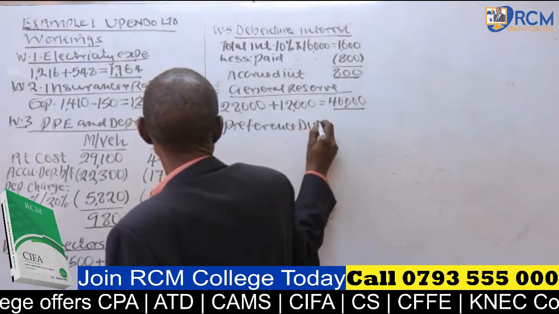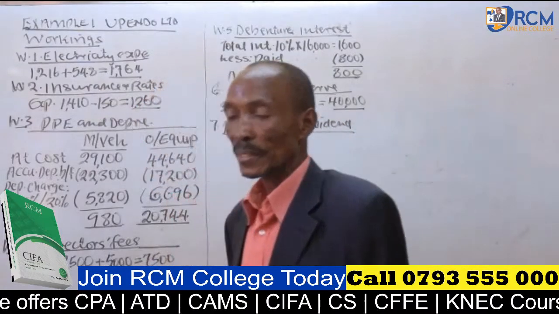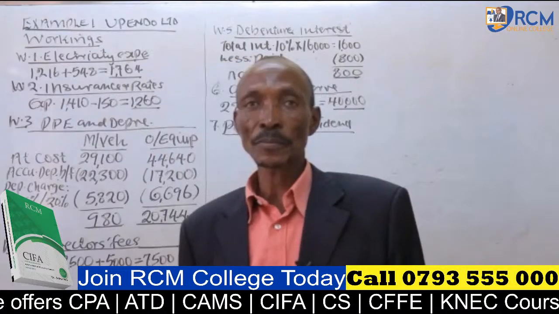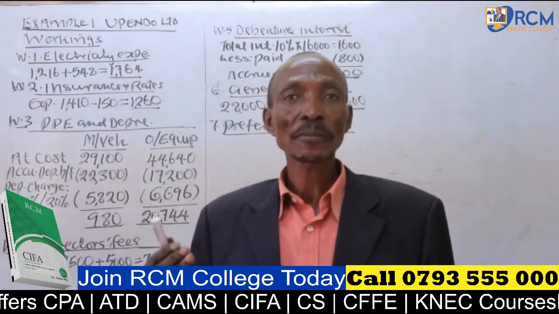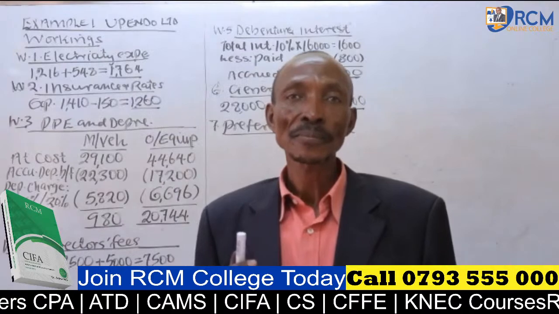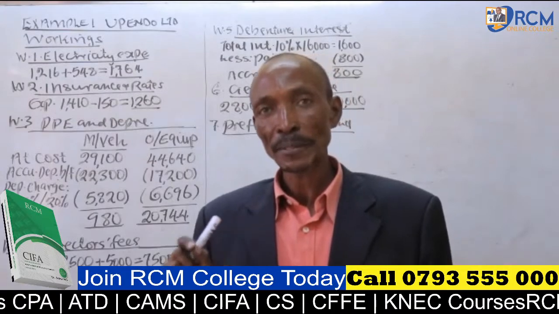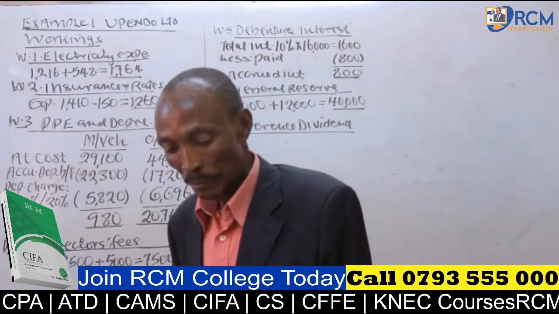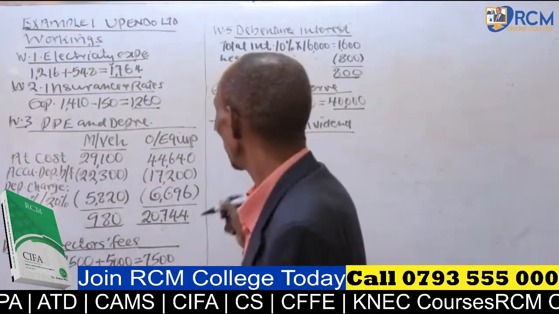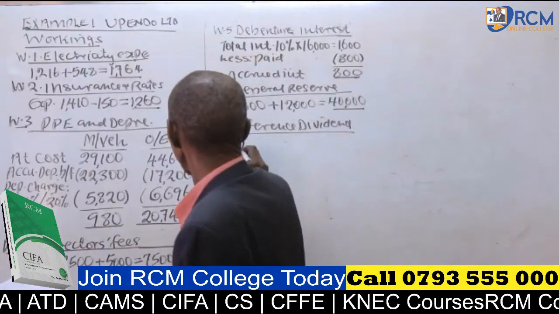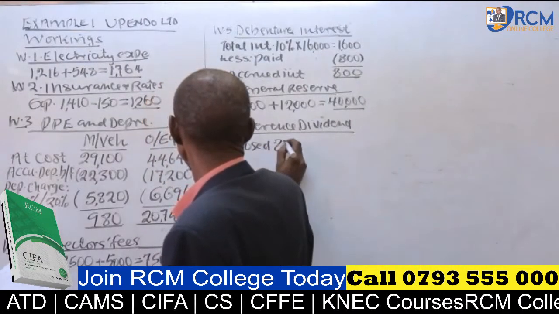Preference dividend. Now, one thing about preference shares is that they carry a fixed rate of dividend. The shareholder has a right to a fixed rate of dividend and amount every year. Whether the company has made profit or not, the company will have to pay a preference dividend. Now, the preference dividend here, which is proposed, is 10%. The preference dividend is 8%.